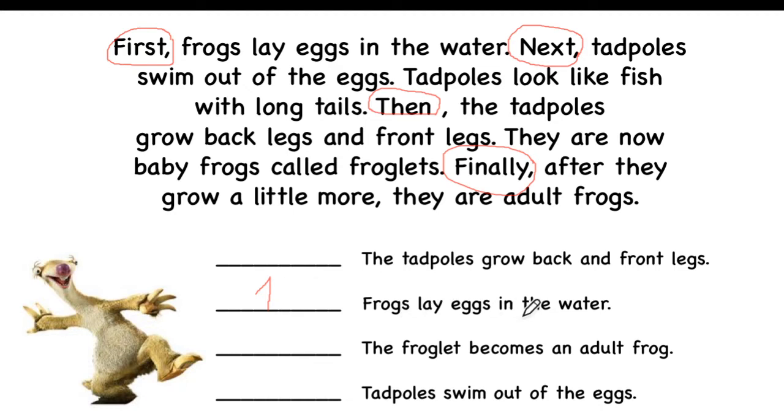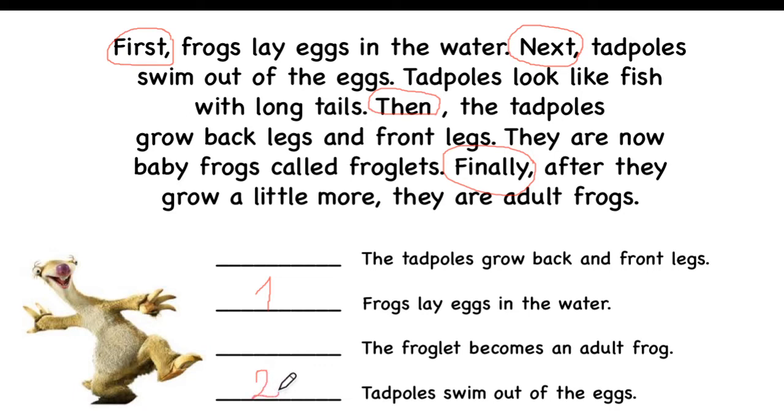What happens next after the frogs lay eggs in the water? What happens next? What is your answer? Yeah, the tadpoles swim out of the eggs. Right here. The tadpoles swim out of the eggs. That is the event number 2.